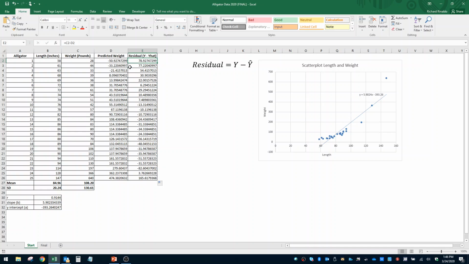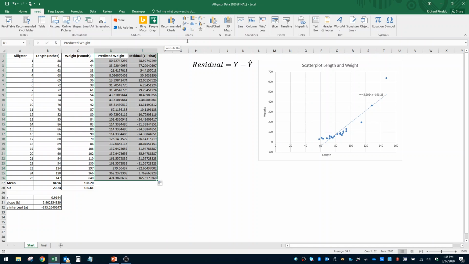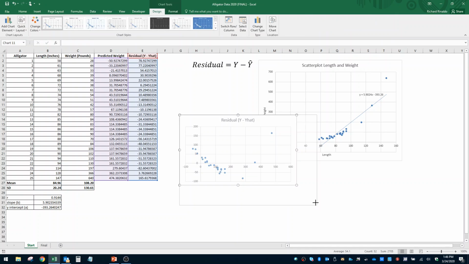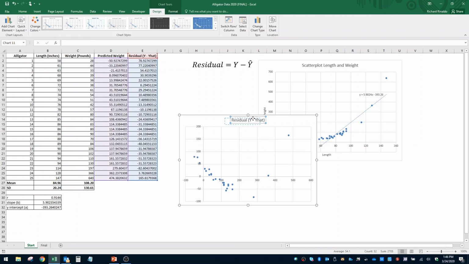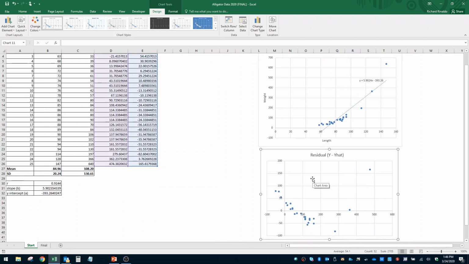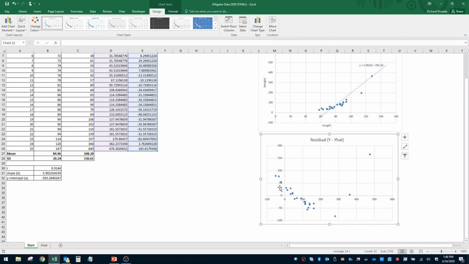Now I can throw in my scatter plot of my residuals with the x-axis the predicted weight, and I'll see a pattern to that. So what you see is my residuals have a pattern. And that is, I don't want to see that. I want my residuals. Here's the predicted weight right here, and here's the residual.